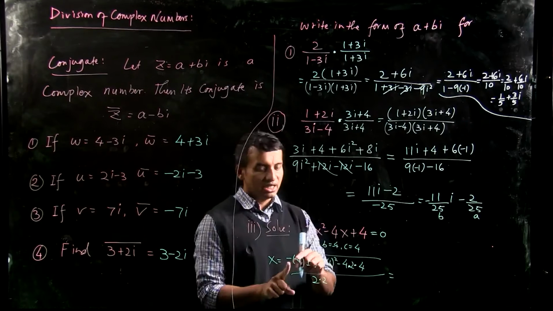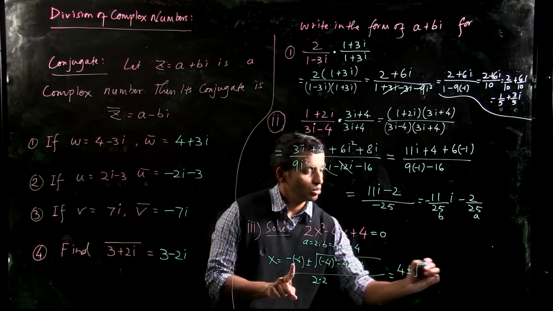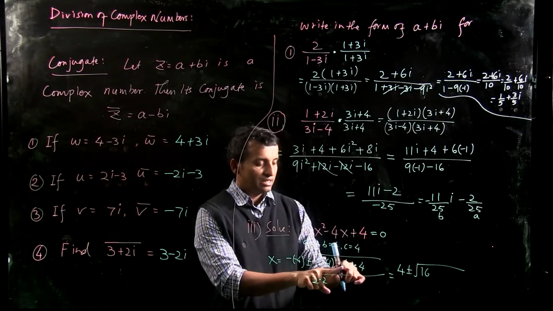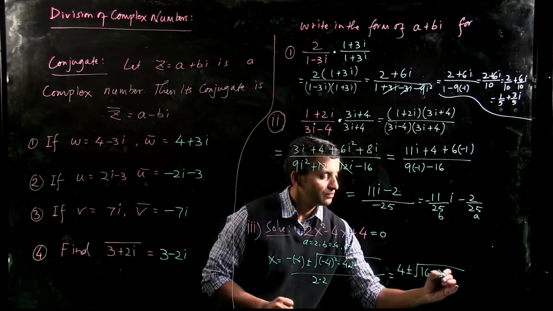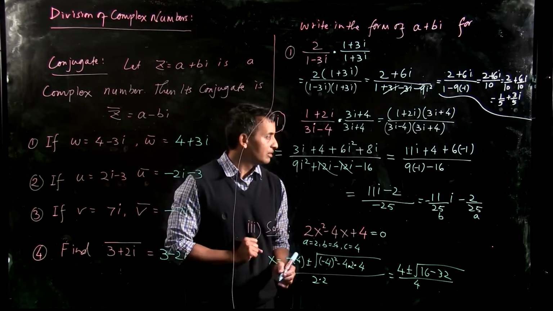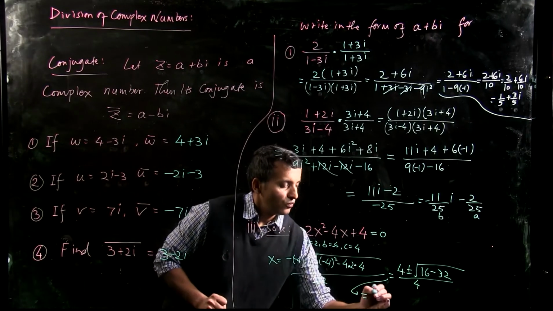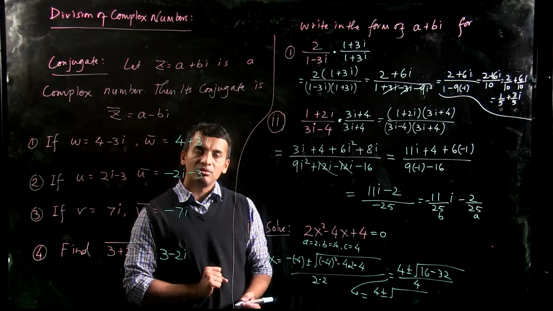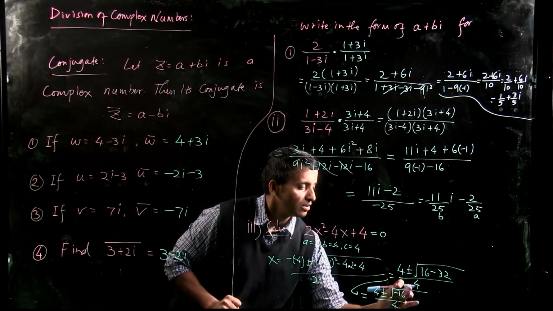So what do you get? You get negative 4 is positive 4, plus minus square root of negative 4 squared is 16, and then minus 4 times 2 is 8 times 4 is 32, divide by 4. Okay, what do you think? So this will be equal to 4 plus minus, what is 16 minus 32? You're right, that is negative 16, divide by 4.